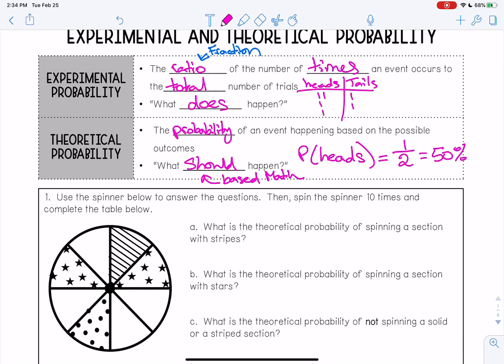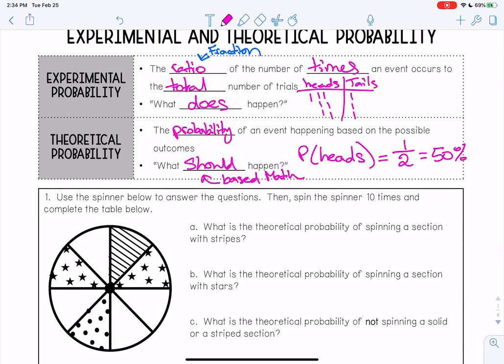Tails. Heads. That's 1, 2, 3, 4, 5, 6, 7. Okay, 3 more flips. Heads. Tails. Heads. 1, 2, 3, 4, 5, 6, 7, 8, 9, 10. All right, so I just flipped the quarter 10 times, and look at what happened.